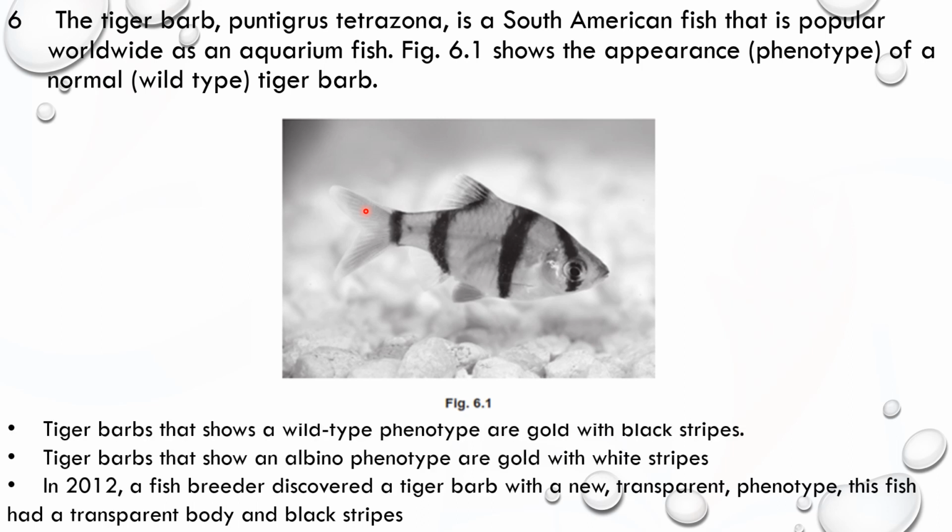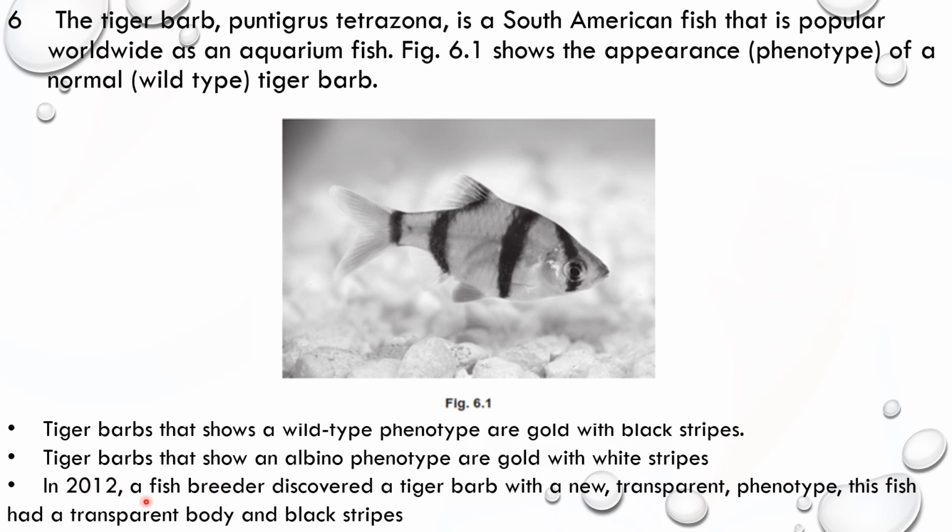Okay, let's look at further information. Tiger barbs that show wild type phenotype are gold with black stripes. So wild types, please don't forget that. They're giving information, they will ask you for that later indirectly. Now, tiger barbs that show albino phenotype are gold with white stripes. They don't have black stripes. Okay, gold but white stripes.